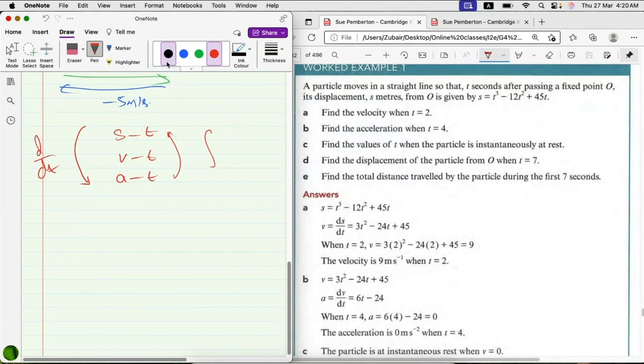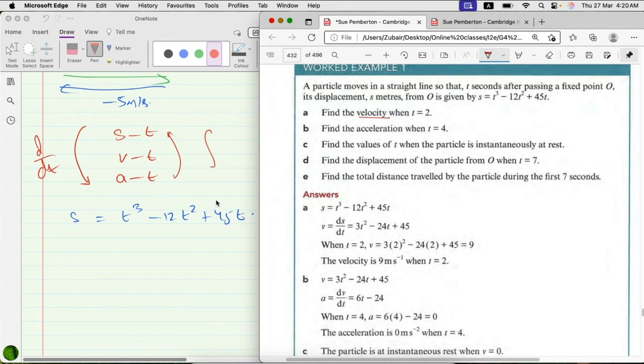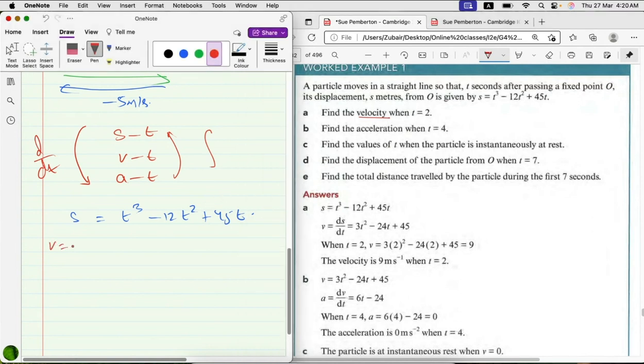The first equation given is that of displacement. Displacement equals t cubed minus 12t squared plus 45t. The first question asks for velocity. So for velocity, we differentiate: ds over dt is 3t squared minus 24t plus 45. So the velocity at time t equal to 2 is 3 into 2 squared minus 24 into 2 plus 45. It simplifies to 9 meters per second.